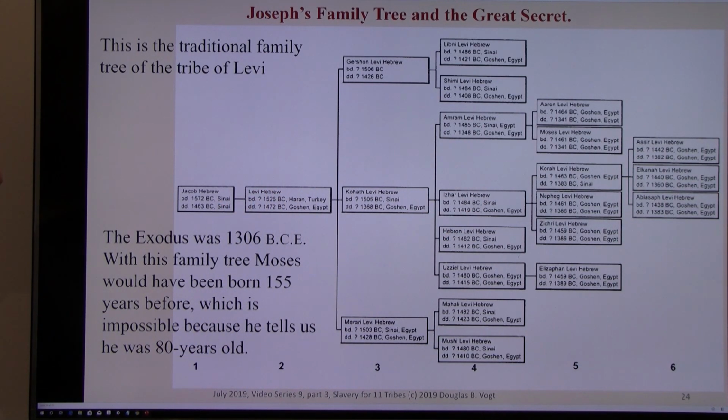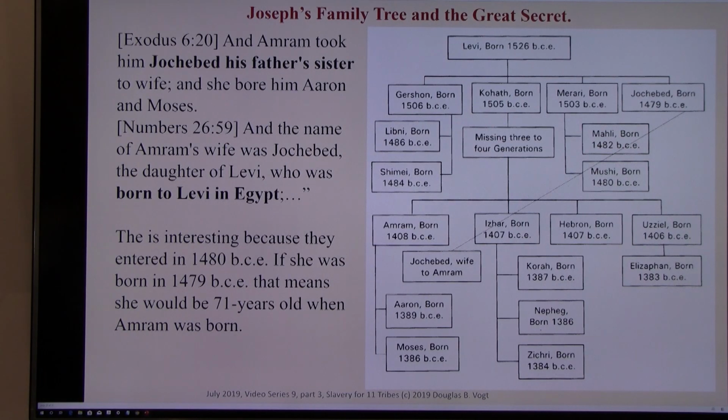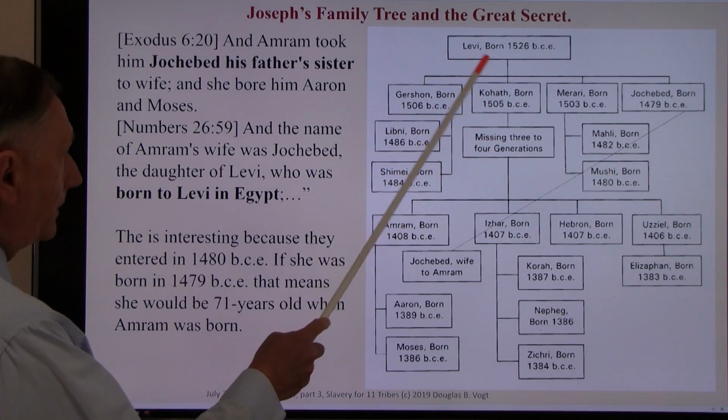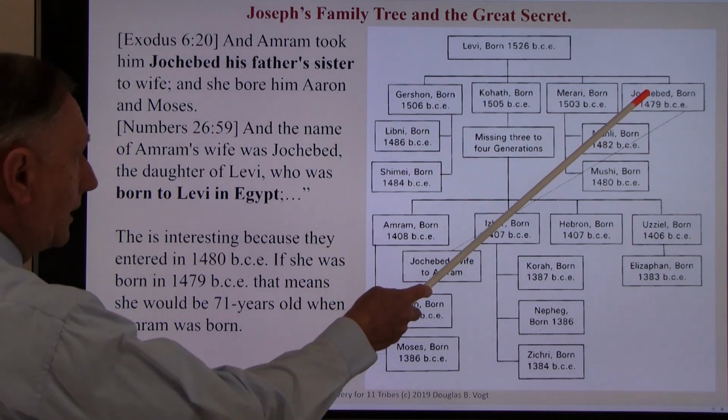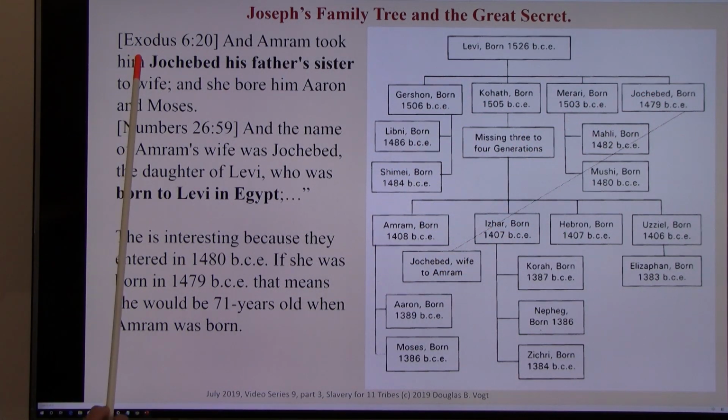There's another way of proving that it's wrong, by Moses himself telling us. This is the same family tree if it was correct. The 3 brothers, the sister. Exodus 6:20. And Amram took Jochebed, his father's sister, to wife, and she bore him Aaron and Moses.